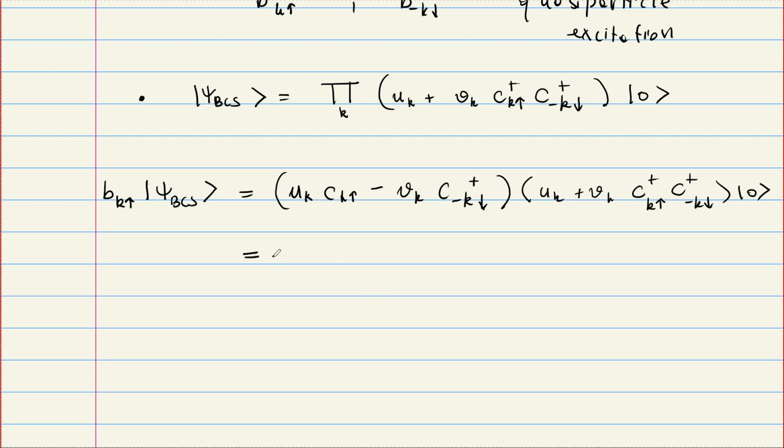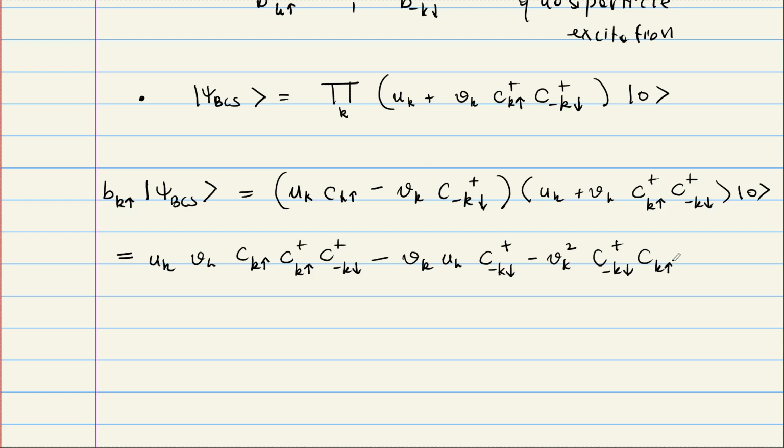So I have this u_k term, and v_k C_k up times this thing. This is the first piece, plus, let me open up some more space, there's this term, right? This minus v_k u_k C_minus k down dagger. So this one and this one. And lastly, this minus v_k squared C_minus k down dagger C_k up dagger C_minus k down dagger, acting on zero.